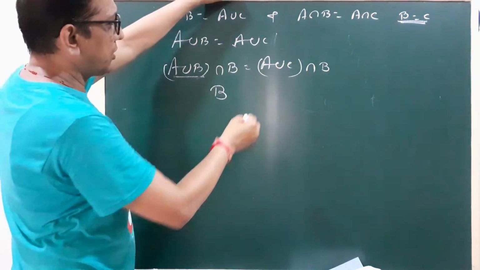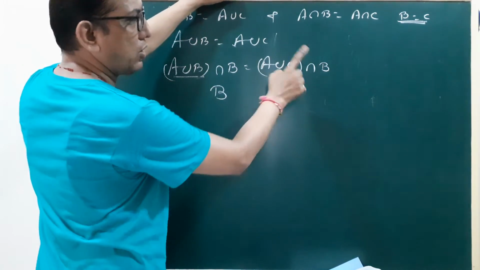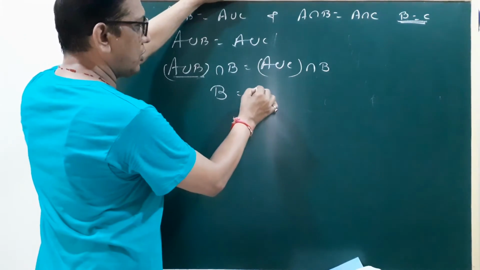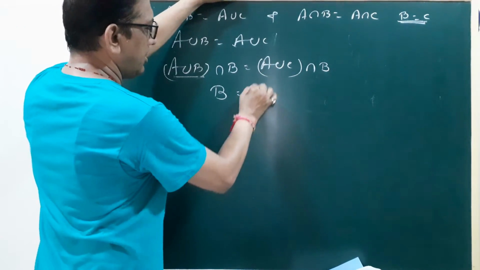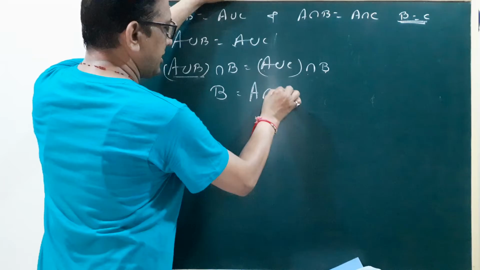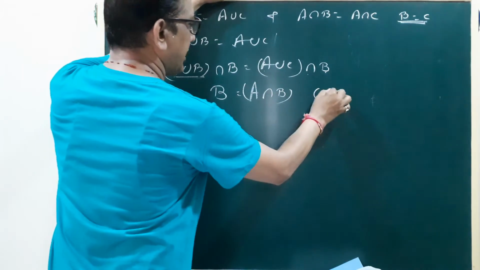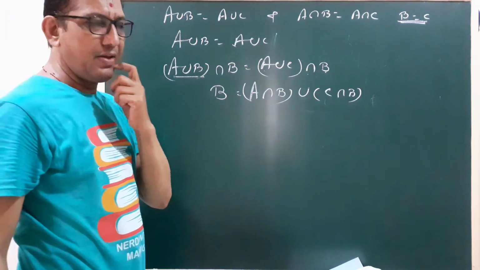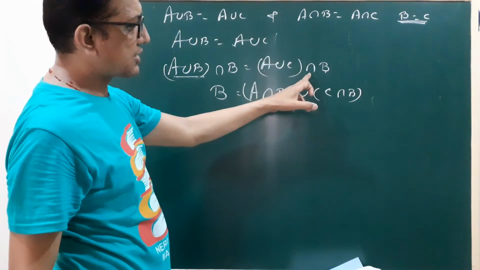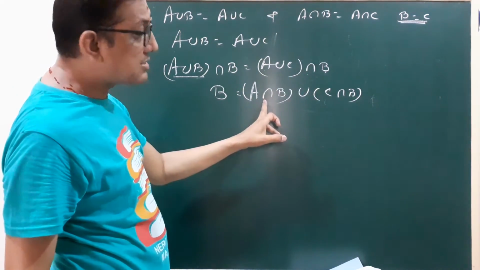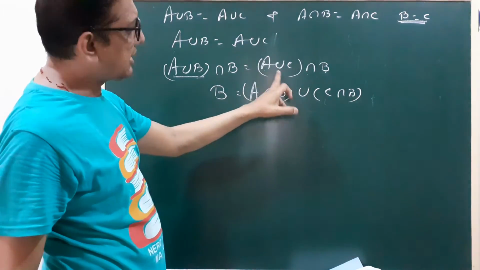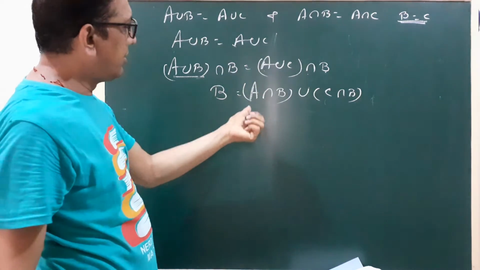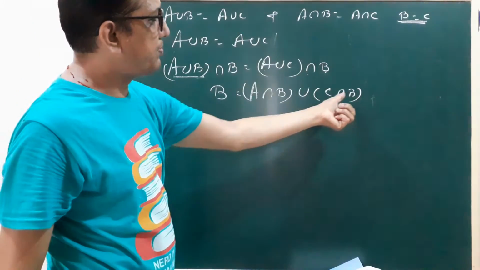Right? Okay, now here A, C and B are all different sets, so apply the distributive law. A intersection B, C intersection B. Union is outside the bracket. We have already explained: intersection is outside, so we write it inside; union is inside the bracket, so we write it outside. Now A intersection B union B intersection C.